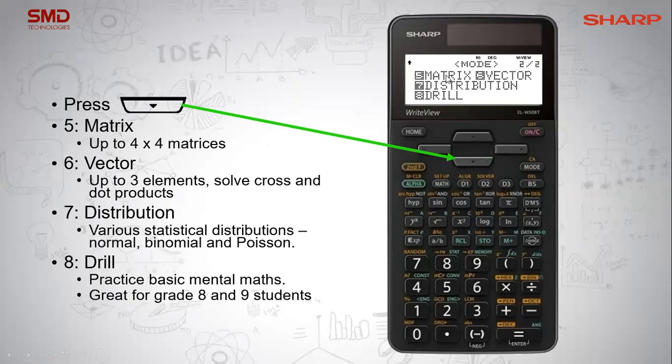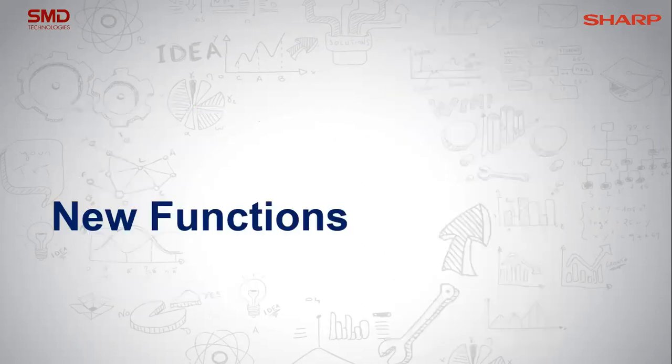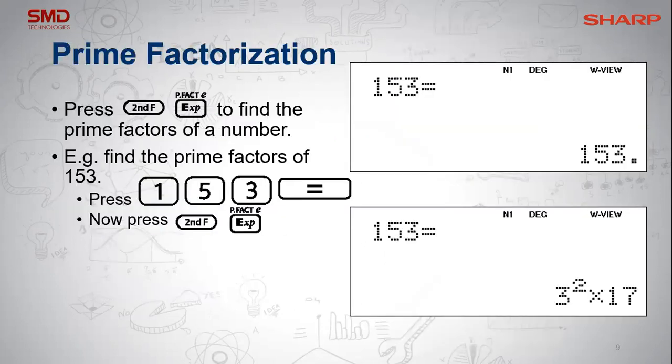You've got a matrix function, the vector distribution and drill. I'm not going to cover today. Vector works very similarly to your matrix, except it's a 1 by 2 or 3. Okay, but we don't cover that in Tech or in AP Maths, so I'm not going to worry about it today. So some exciting new functions.